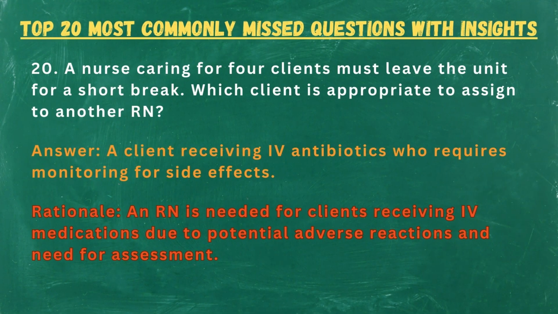20. A nurse caring for 4 clients must leave the unit for a short break. Which client is appropriate to assign to another RN? Answer: a client receiving IV antibiotics who requires monitoring for side effects. Rationale: an RN is needed for clients receiving IV medications due to potential adverse reactions and need for assessment.